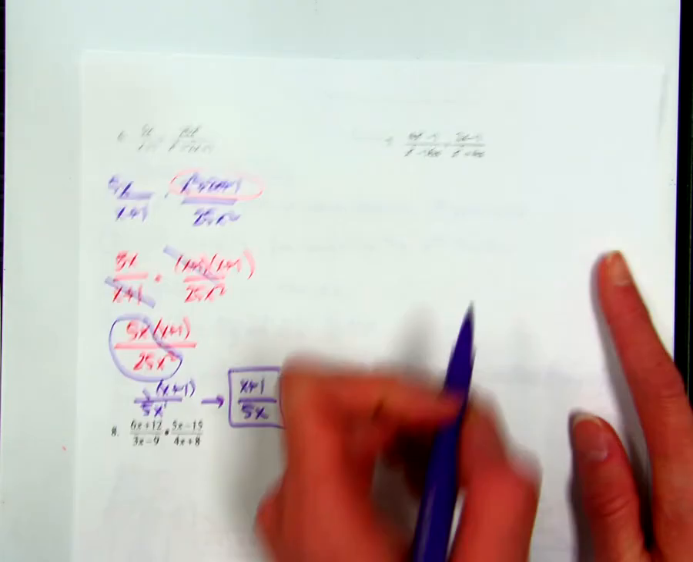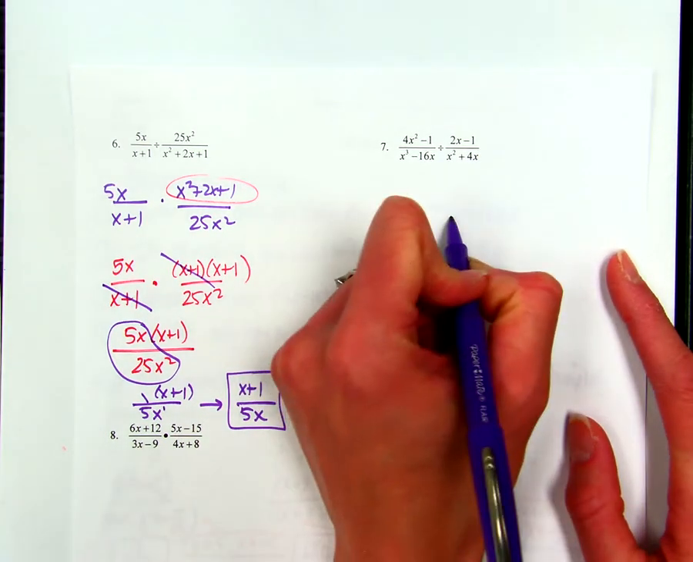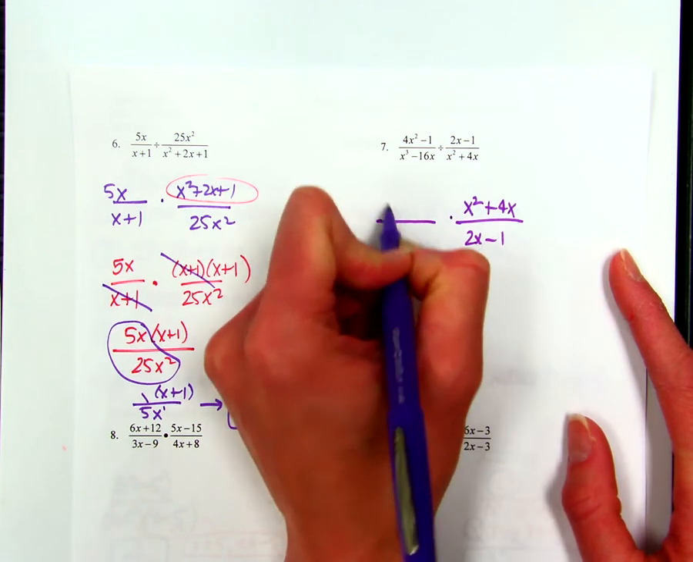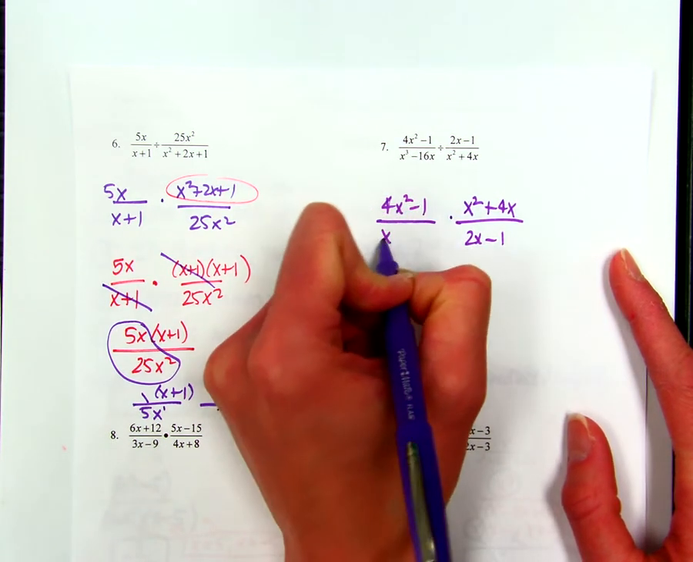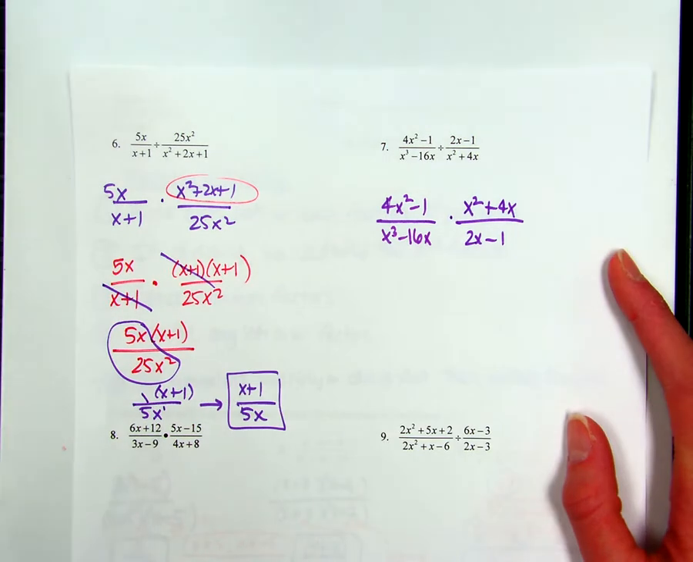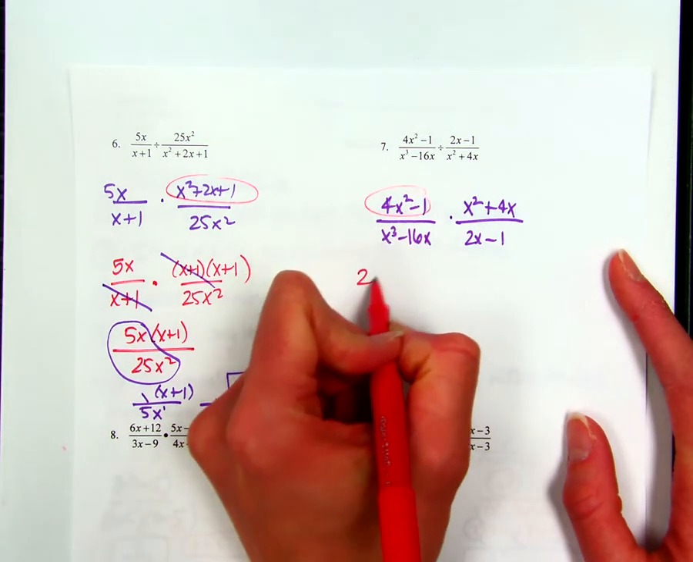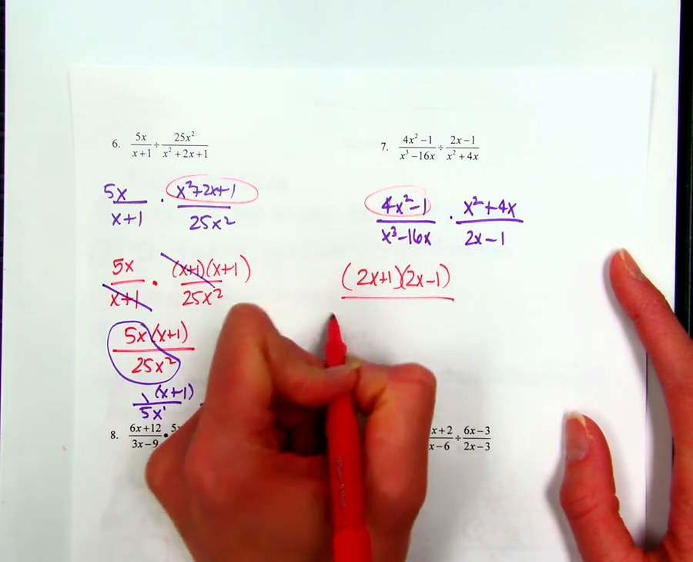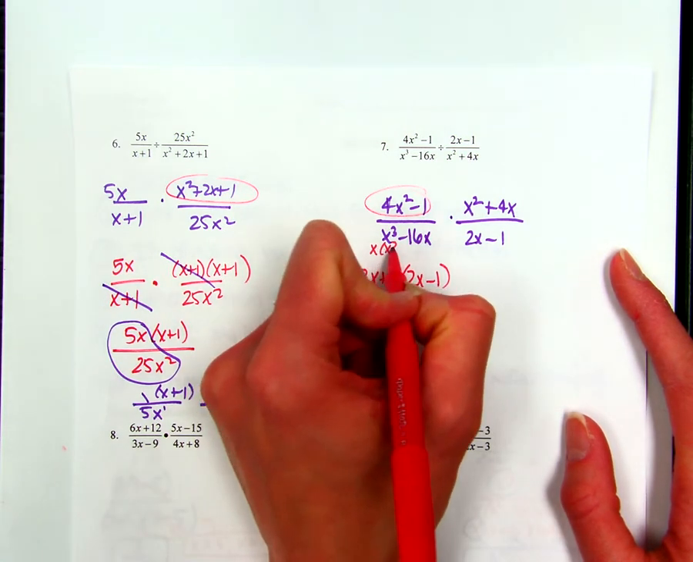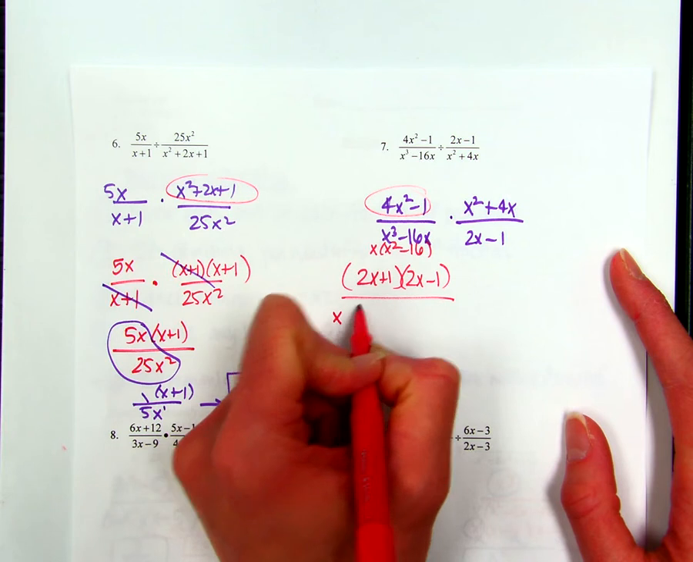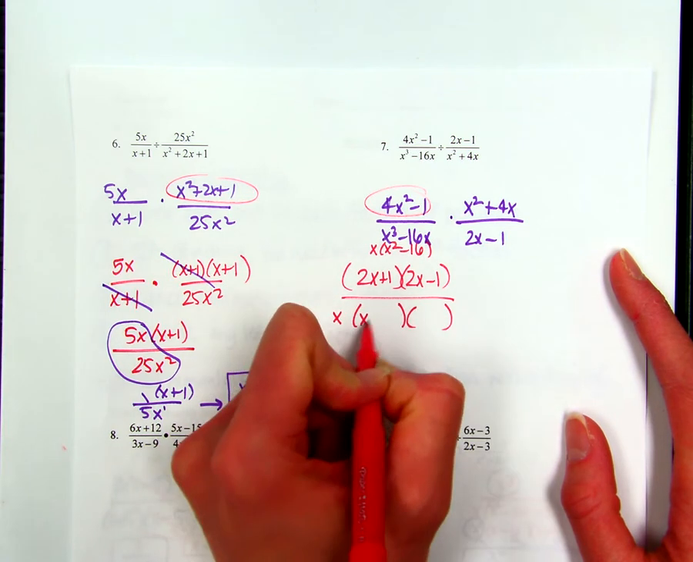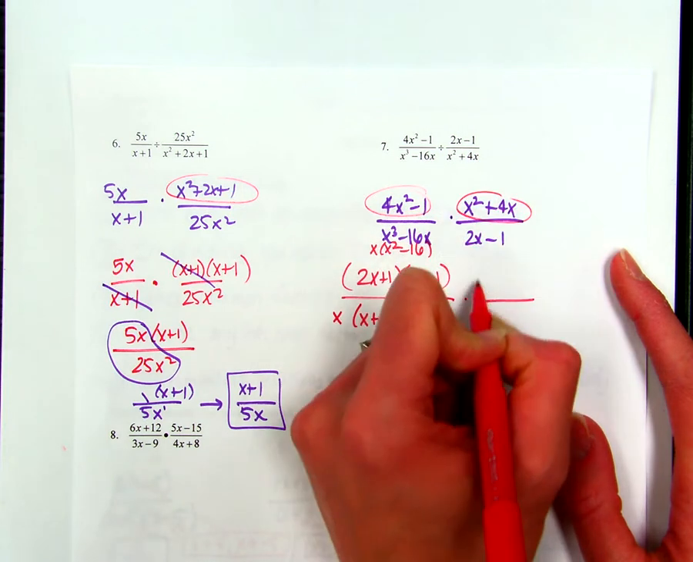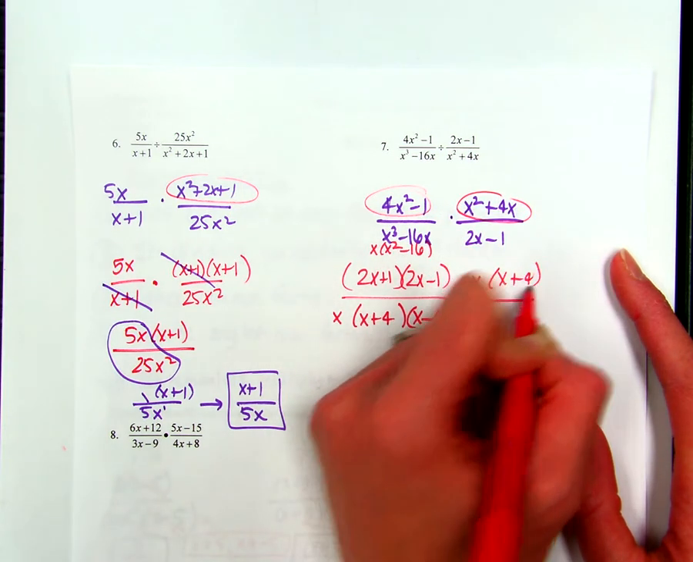All right, in this one we're going to flip our second fraction. Then we're going to try to factor as much as we can. All right, so this is a difference of perfect squares. We got 2x plus 1, 2x minus 1. Here I could take out an x, and I'm left with x squared minus 16. And then that's another difference of perfect squares, x plus 4 and x minus 4. Here I could take out an x, and I'm left with x plus 4.